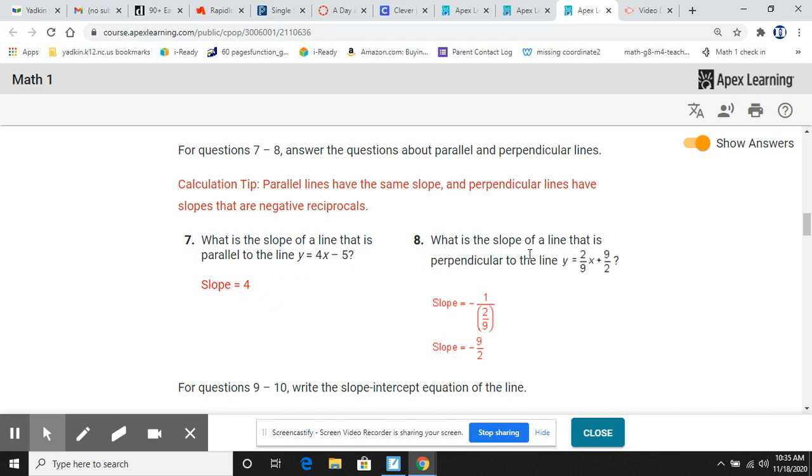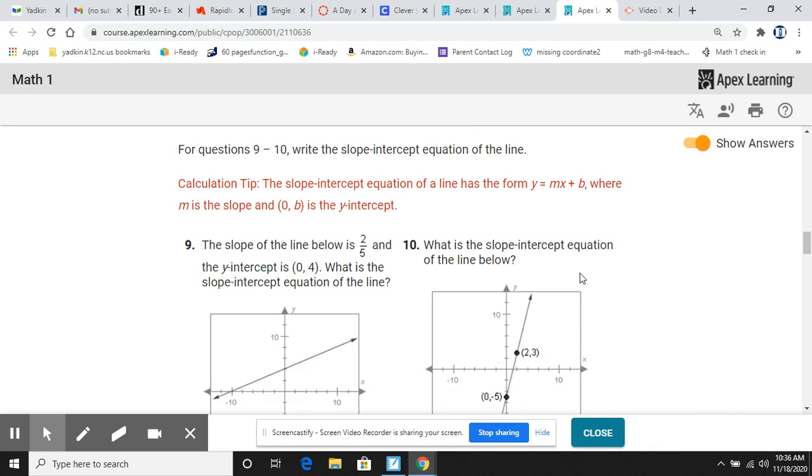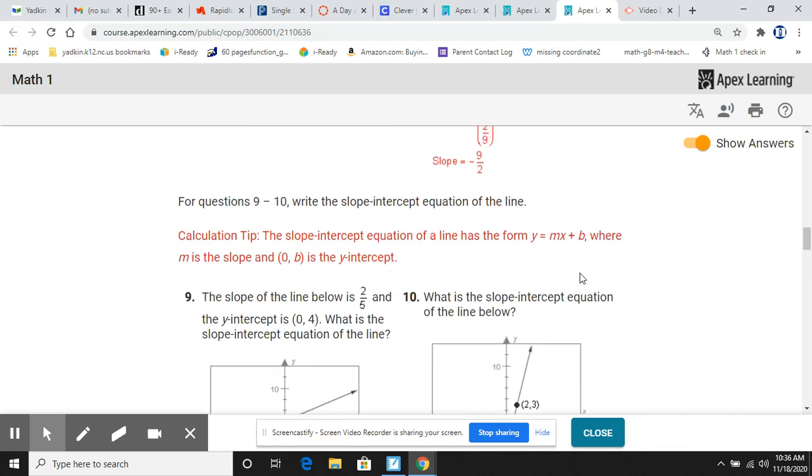Number 8, what is the slope of a line that is perpendicular to this equation, this line? Remember, if lines are perpendicular, their slopes are negative reciprocals or opposite reciprocals, so that's why the slope would have to be -9/2. I think they put this 9/2 here to kind of throw you off, but that doesn't matter with what they're asking you.